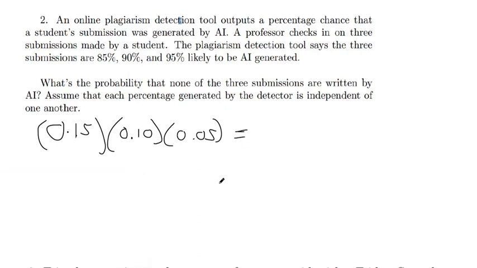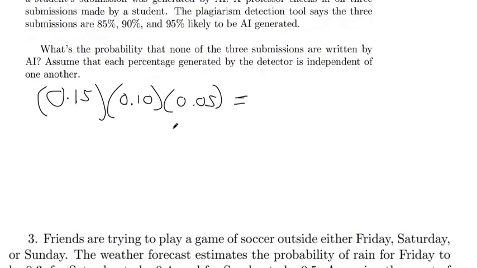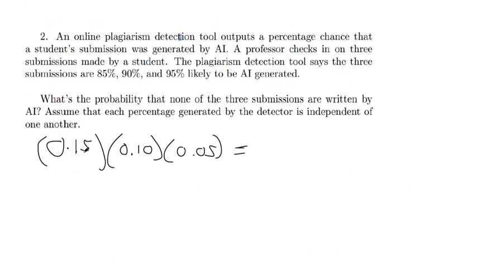That's really low. At this point, the instructor's right to question it, right? If we change the question, say, what's the probability that both of the first two were not AI? It's 0.15 times 0.1. So that's still a pretty low chance. It's a 1.5% chance that the first two were not AI if we don't even consider this last one.